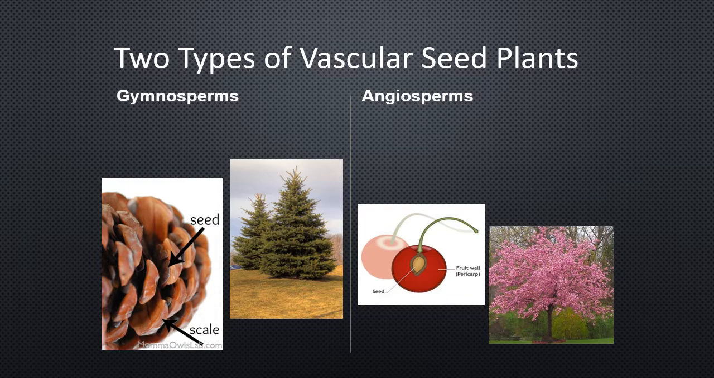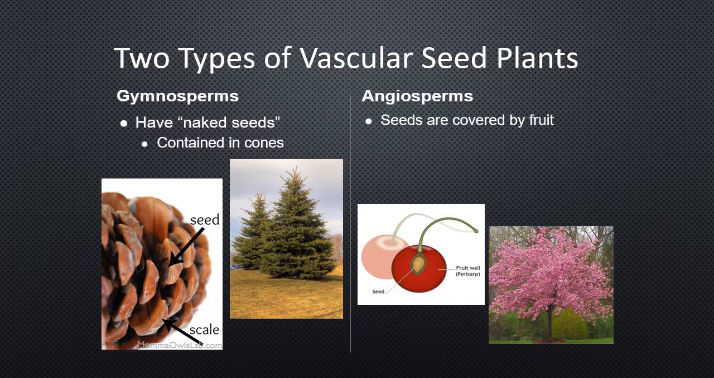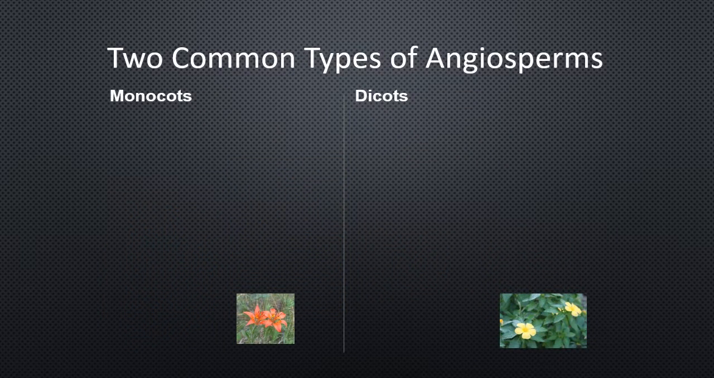Then getting even more specific into our seed plants, we have gymnosperms and angiosperms. Gymnosperms have naked seeds, and they're contained in a cone. And then our angiosperms have flowers or fruit. The fruit develops from flowers. We have 7 different subgroups. And then 2 common types of angiosperms are monocots and dicots.